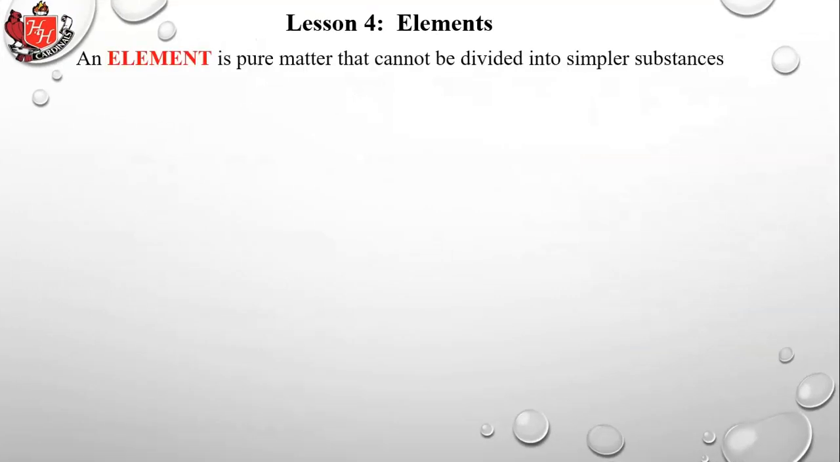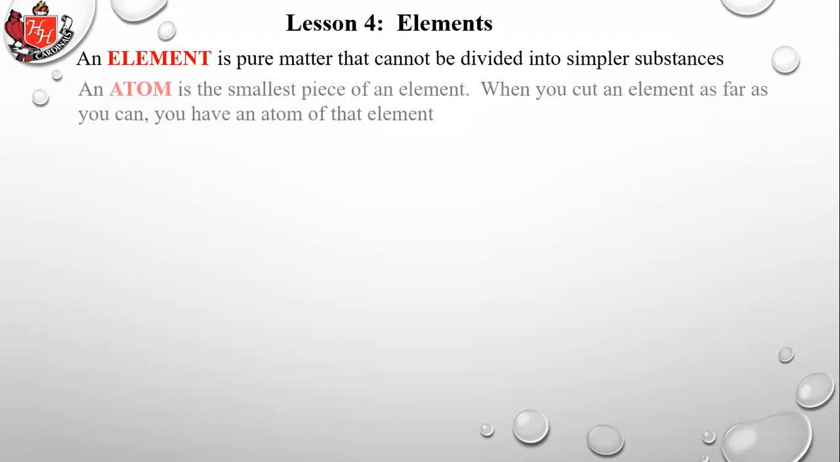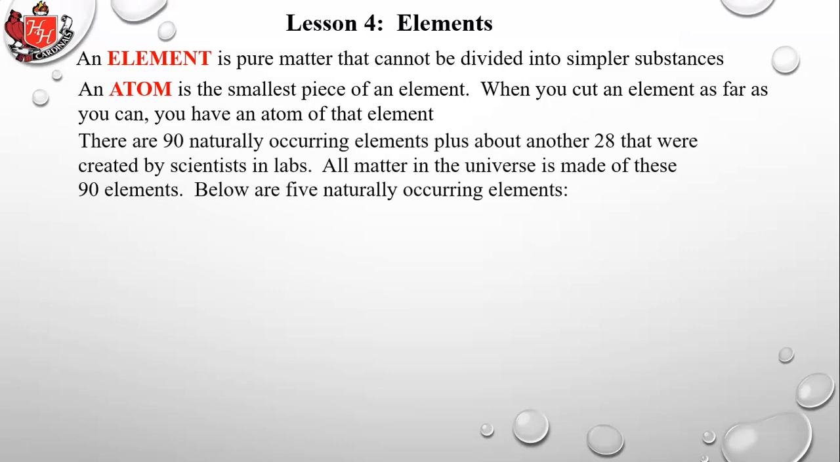An element is pure matter that cannot be divided into simpler substances. An atom is the smallest piece of an element. When you cut an element as far as you can, you have an atom of that element. There are 90 naturally occurring elements plus about another 28 that were created by scientists in labs. All matter in the universe is made of these 90 elements.